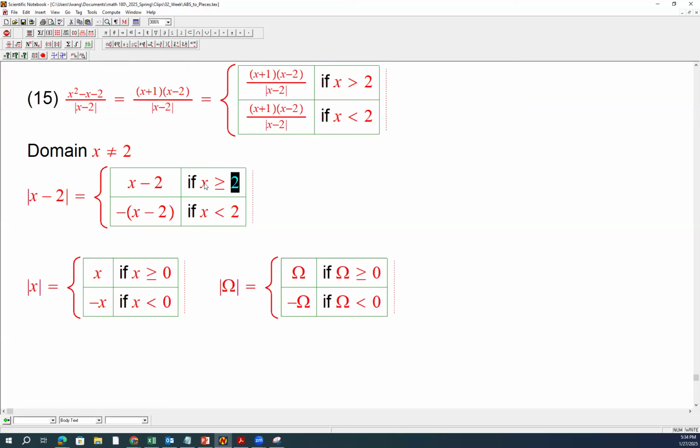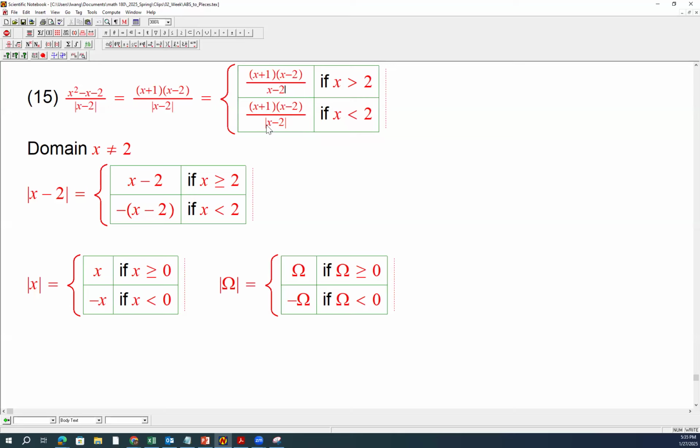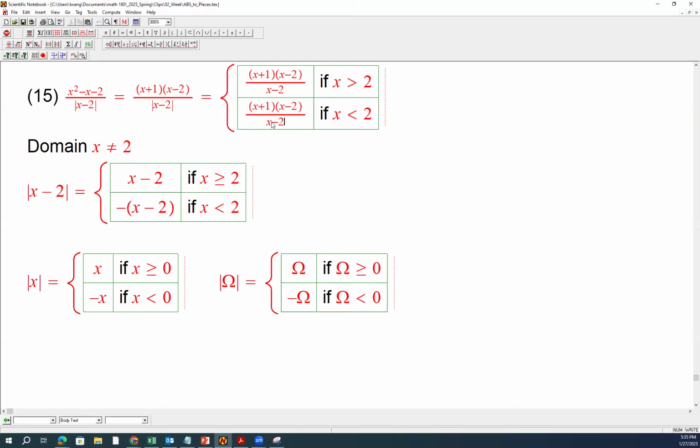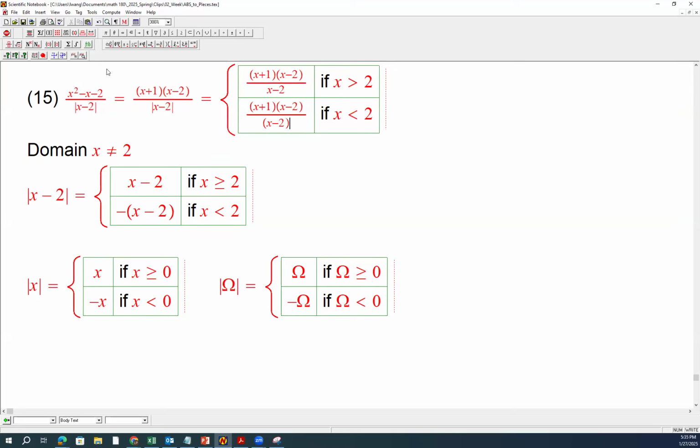So when x is greater than 2, the absolute value of x minus 2 is the same as x minus 2. In the second case, we will need a negative sign because of that rule.